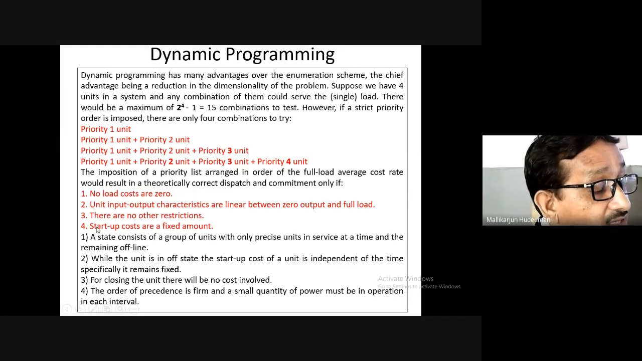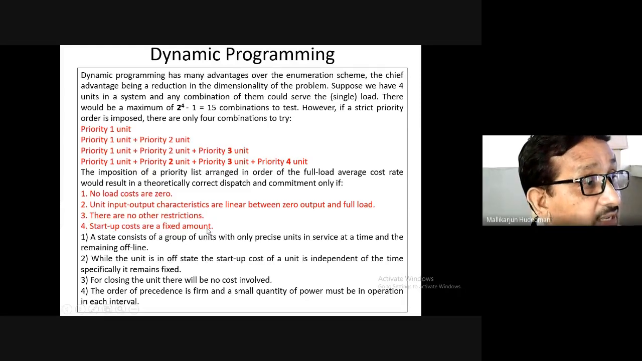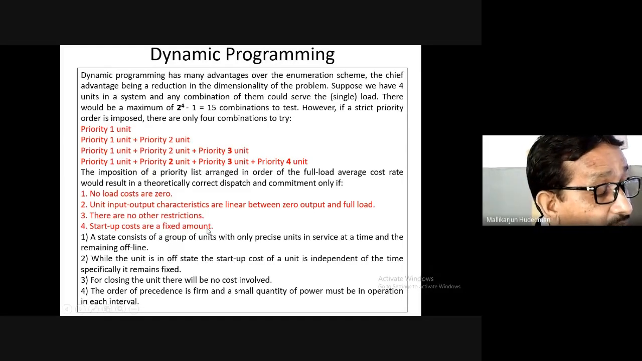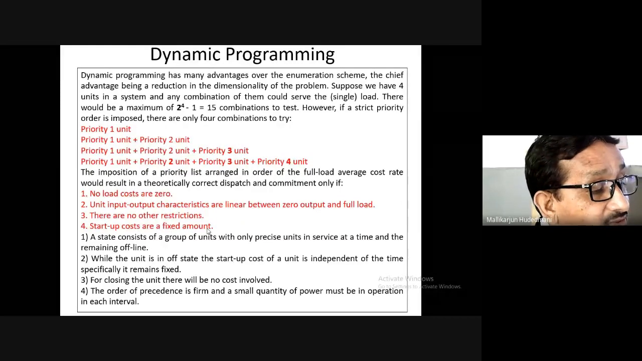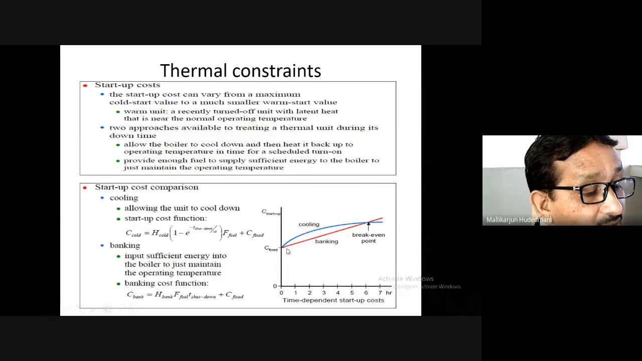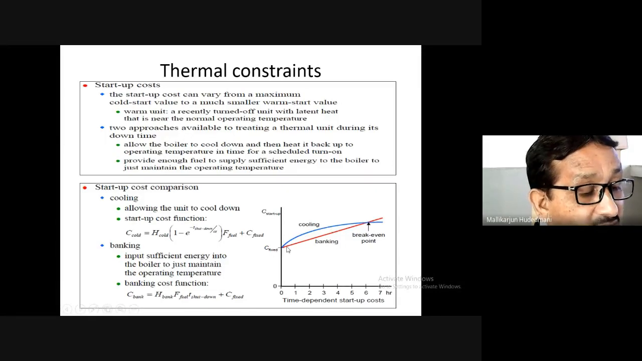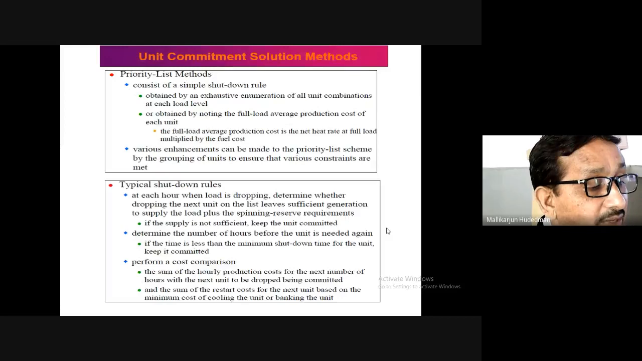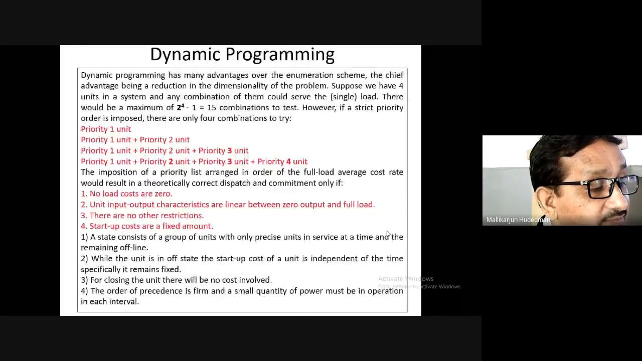Now again, startup cost when it comes to thermal is either a cooling based startup or a banking based startup. Costs are different, as we have seen in the earlier discussion. Cooling and banking, you can see in the curve: the cost of startup if the machine is cooling, the blue line, and if the machine was banking, its cost is different. After certain hours, one of the methods becomes costlier or cheaper as per your requirement, which is known to us. So with due regard to that, this statement says startup costs are a fixed amount.